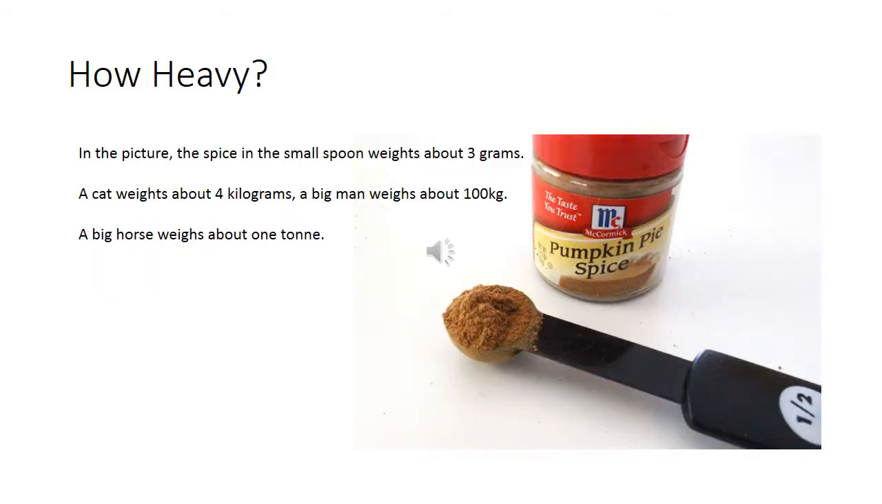Right, the next thing we're going to look at is how heavy something is. For small things, we use grams. A gram is very tiny. The picture shows some spices, and that's probably 3, maybe even 5 grams. That's how tiny a gram is. For larger things, if you're weighing a cat or a person, you would use kilograms.